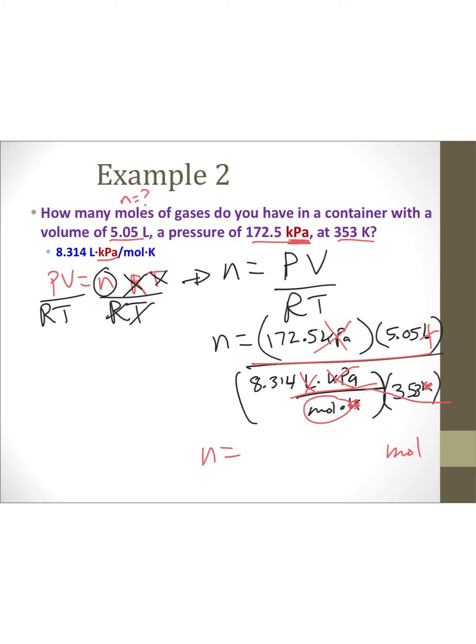So now punch it out. I go 172.5 times 5.05 equal, divided by 8.314 equal, divided by, so let me double check again because my answer seems a little big. My finger must have touched something. So once again, 172.5 times 5.05 equal, divided by 8.314 equal, and divided by 353. And I ended with 0.2968. So roughly 0.297 mole.